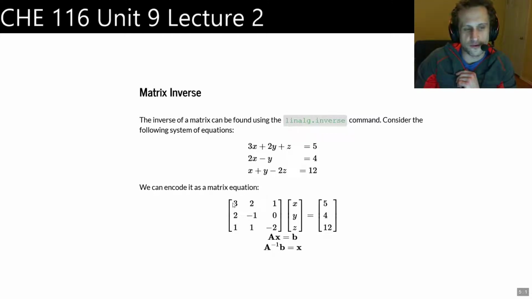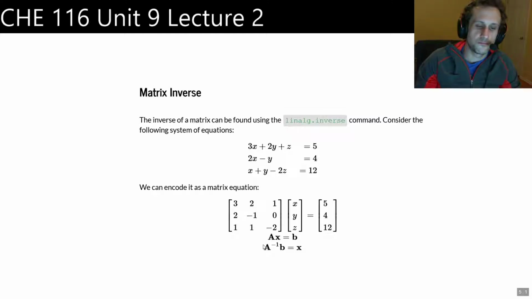Here I've written this out where I have the matrix of coefficients. In the three equations, we multiply a 3, a 2, and a 1 by x. Then we have a 2, a minus 1, and a 1 for the y. And we have a 1 and a 0, and then a minus 2 for the z. Then I put down the variable column. So this times this should equal 5, this times this should equal 4, this times this should equal 12. I can rewrite this using single letters indicating these matrices as Ax equals b.